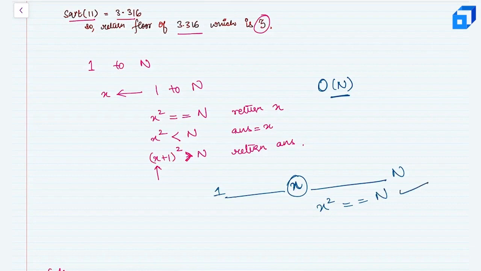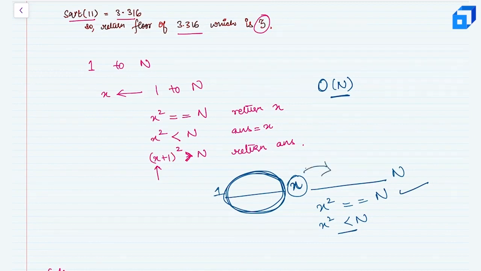In that case, we'll simply return x. But if it's less than n, then we know that the value lesser than x cannot be the answer, right? It's quite possible that the value which is greater than x could be an answer. X or any value greater than x can be one such answer. So we can reduce our search space, and now we can search from x to n, right?